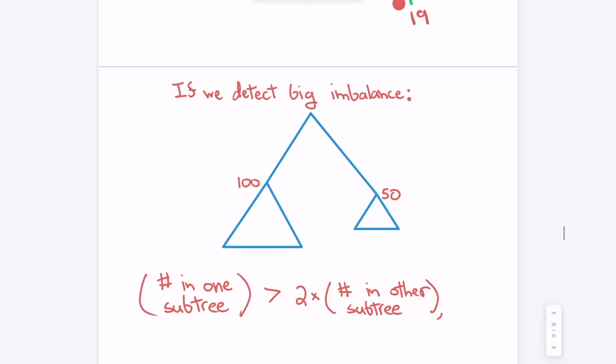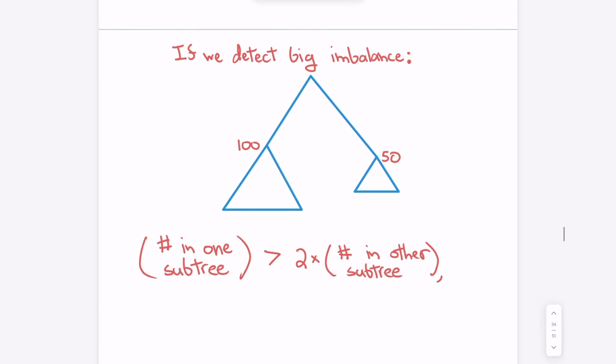Now, okay, and I'm just going to insert things like normal. So I'm not changing the algorithm at all, but I am maintaining the counts. Now, I want the tree to be pretty balanced, right? So suppose I find out that there's one subtree that's like twice as big as the other.